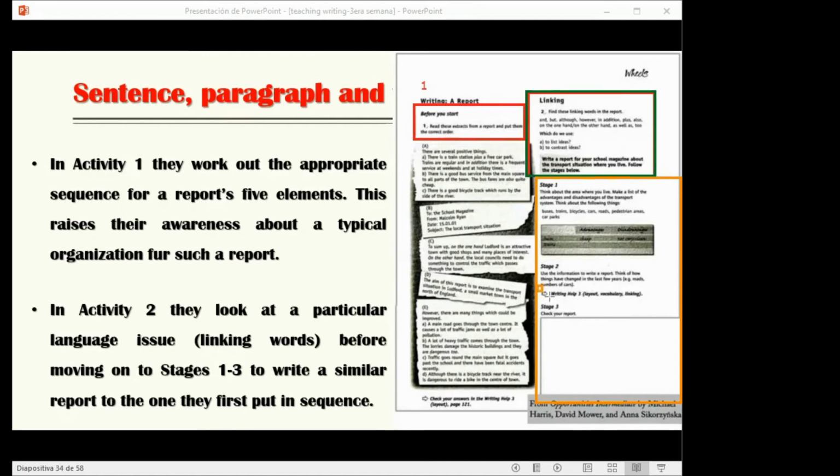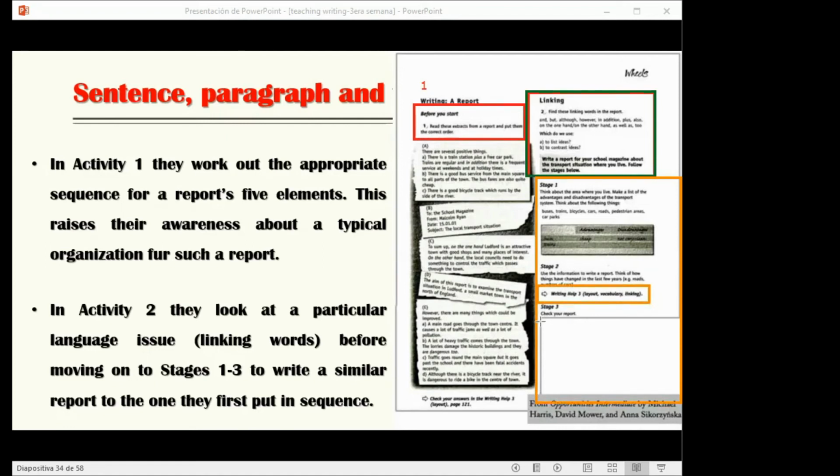And here, notice, this book works with some patterns. They need to identify the patterns. So here's this writing help: the layout, the vocabulary, and the linking. They give students some ideas, some words that they could use, the structure, the pattern. The layout, remember this term, layout is the structure, the pattern. What is first, what is second, what is next? This is the layout. And finally, stage 3, check your report.